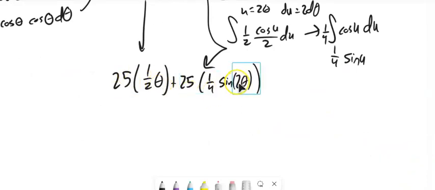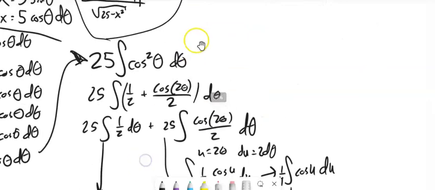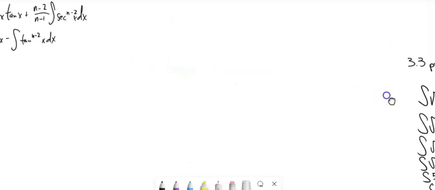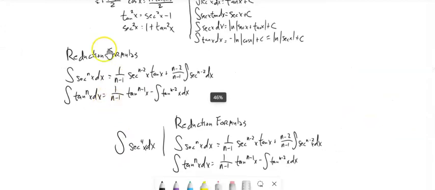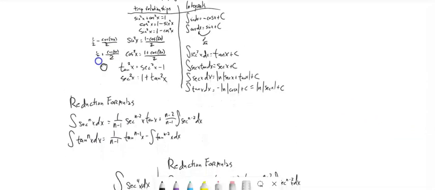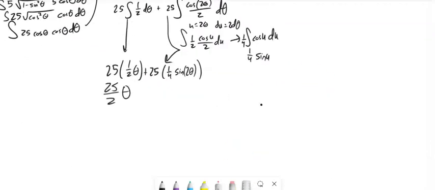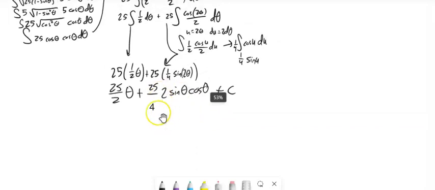This sine 2 theta, I'm going to break that up because, again, what I want to do is substitute these values back in. I know what sine of theta is. I don't know what sine of 2 theta is. So I'm going to peek over here, see if I've got that relationship somewhere. Let me write down that relationship so I'm good to go. So I know I can break it up this way, 2 sine x cos x. I have 25 halves of theta plus 25 fourths, and then this becomes 2 sine theta cosine theta, plus some constant.